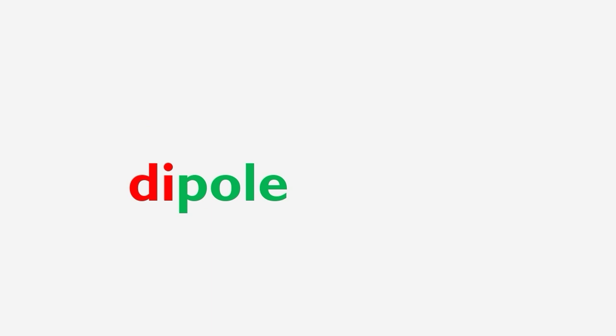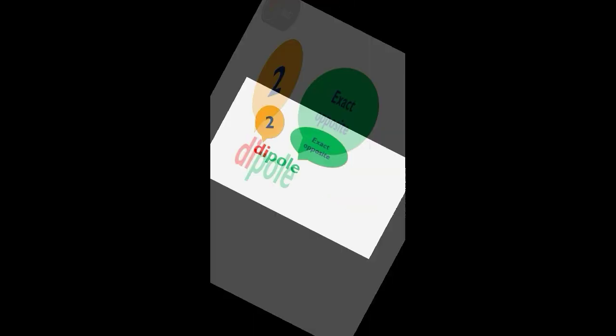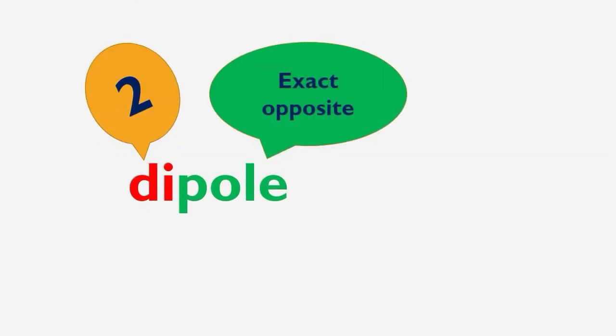So the term dipole consists of two words. First one is di, which means two, and second one is pole, which means exact opposite. When you say that two things are exactly opposite to each other, we also say that we are poles apart, right? So in that sense, pole means exact opposite. So electric dipole means, electric means some charge must be involved.